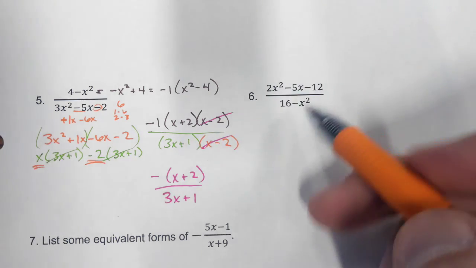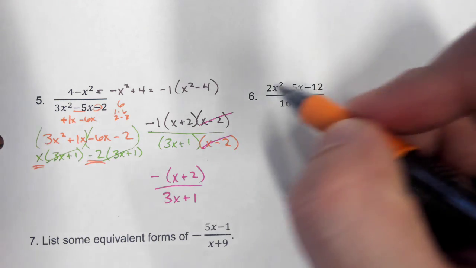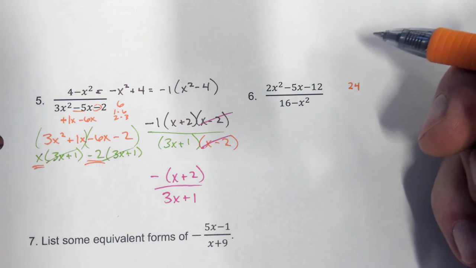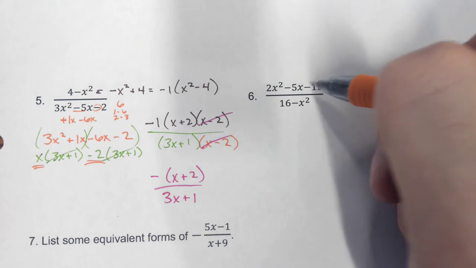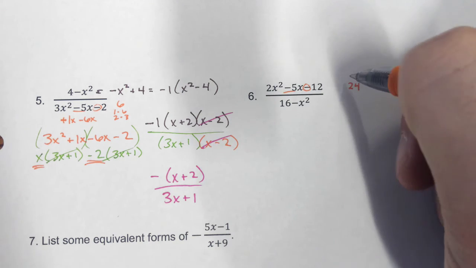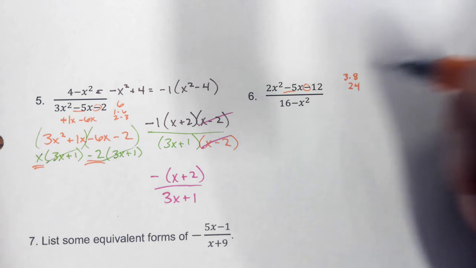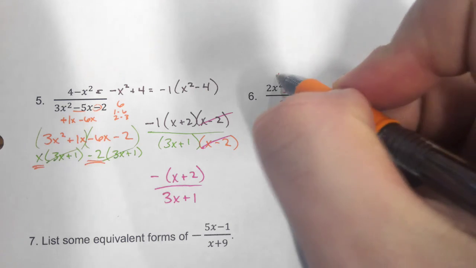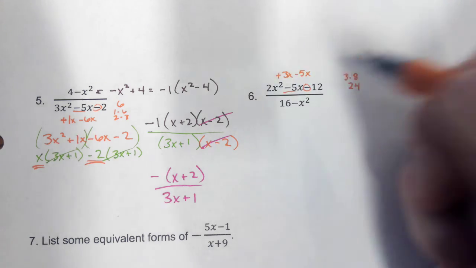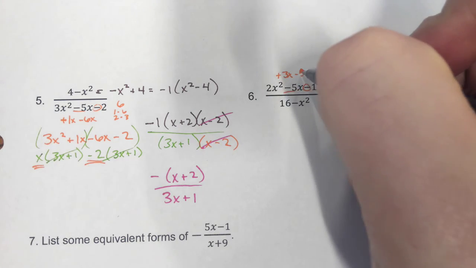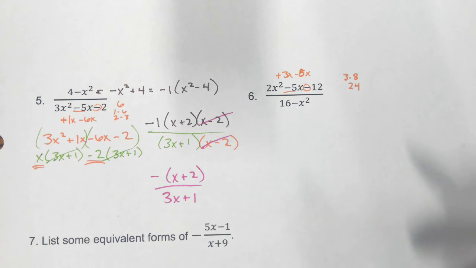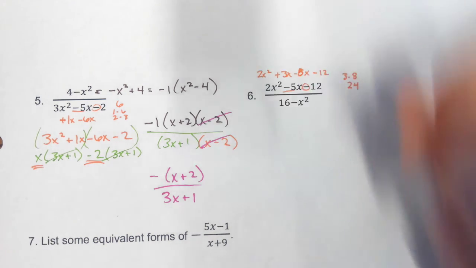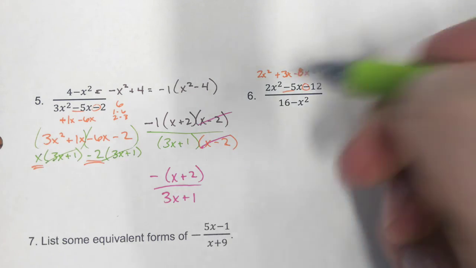Okay, I'm going to work up on this one. So again, I got to make a magic number of 24. Factors of 24 that subtract to make negative 5. Well, 3 times 8 subtracts to 5. It's got to be a positive 3x and a negative 8x. 8x, not 5x. 8x. Rewrite the minus 12 and the 2x squared. And we made that to group.